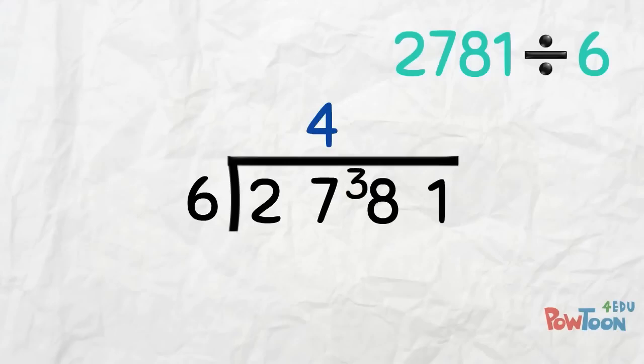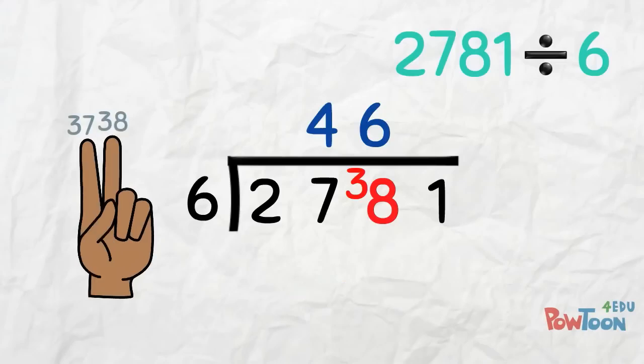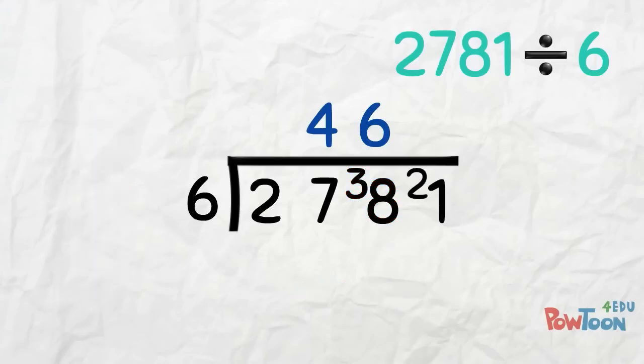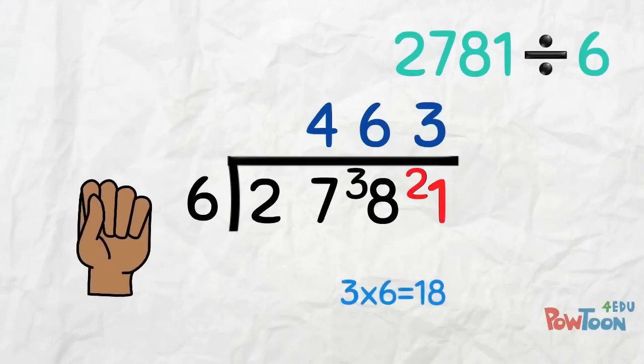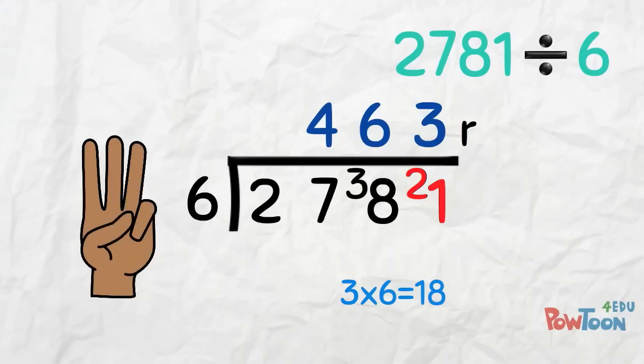Now, how many 6s in 38? 6 6s are 36 and count on. 37, 38. There's a remainder of 2. Now, how many 6s in 21? 3 6s are 18. Count on. 19, 20, 21. That's a remainder of 3 and we're done.